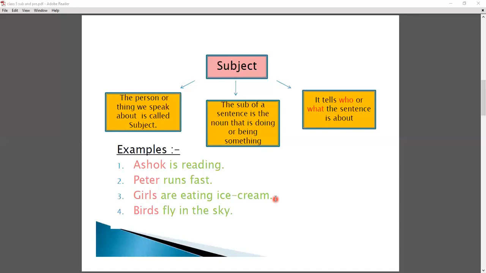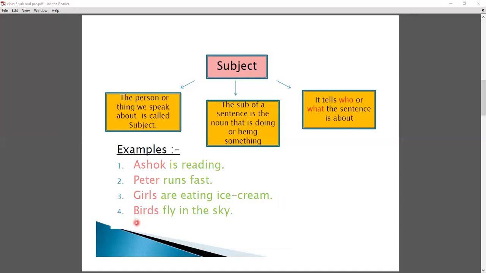And the second way: the subject of a sentence is a noun. Here the girls is also a noun that is doing something. What are the girls doing? Girls क्या कर रही हैं? Girls आइसक्रीम खा रही हैं. So we get the three ways to identify the subject. So here girls is the subject.